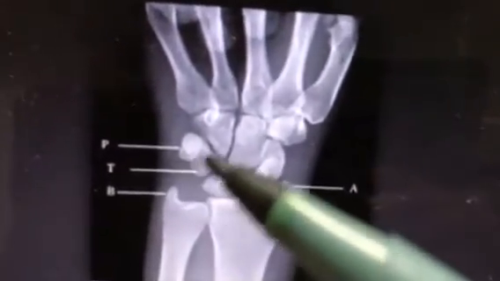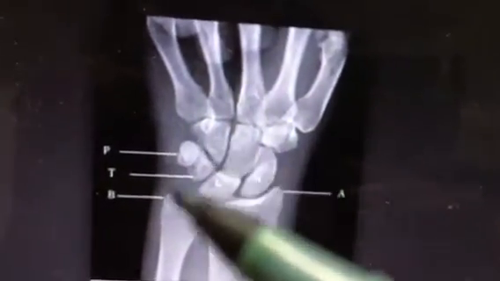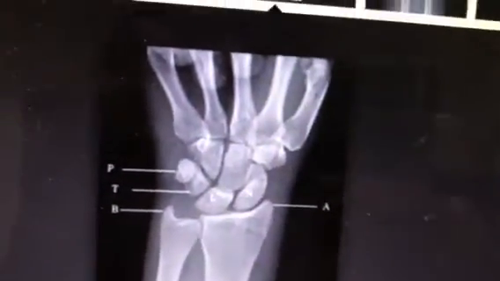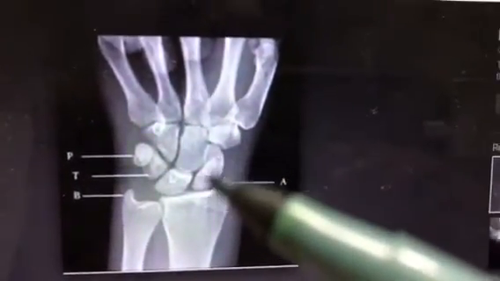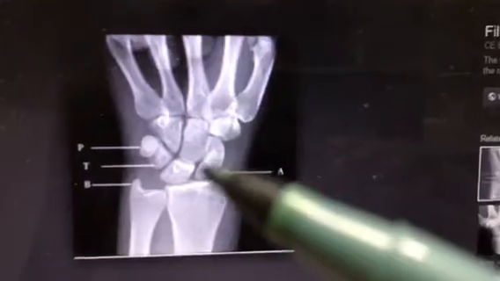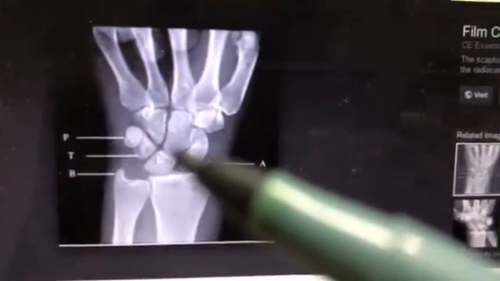Sesamoid bone, we'll ask what is sesamoid. A bone which gets ossified inside the tendon is called sesamoid. It gets ossified in the tendon of flexor carpi ulnaris. Then scaphoid is the most common bone prone for avascular necrosis. So this we will ask. Lunate is prone for dislocation.